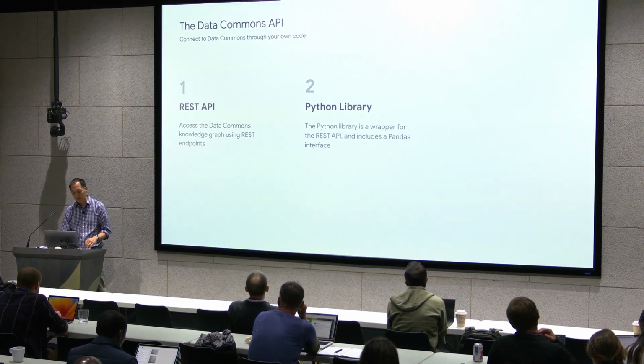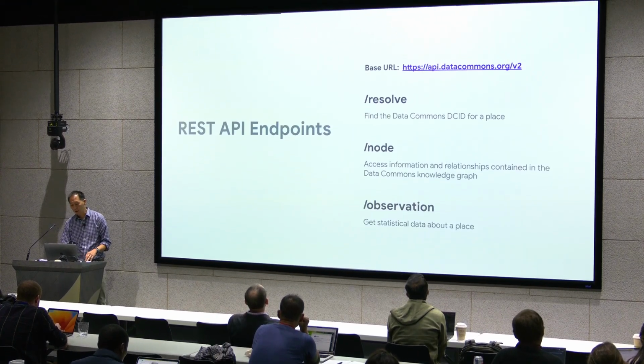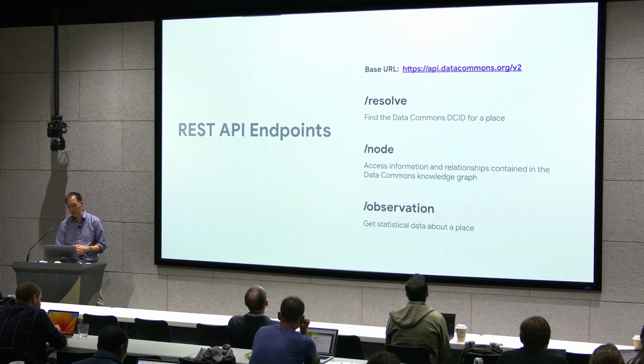Let's start out by talking about the REST API. Here you can see the base URL for the REST API. There are really three endpoints that you might use with Data Commons. The resolve endpoint is how you find information about what the Data Commons DCID is for a particular place. You can give it the name of a place or the coordinates or any information you have around the place, and Data Commons will resolve that and give you the DCID that you're looking for.